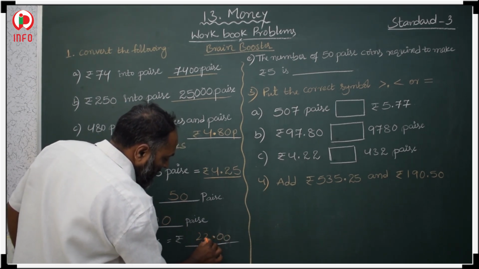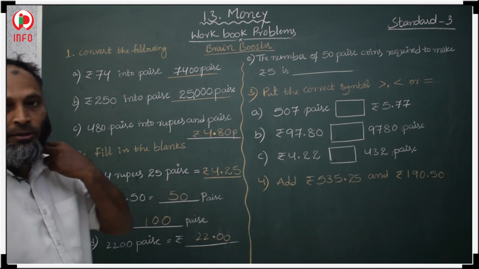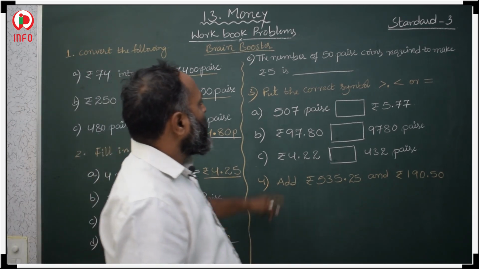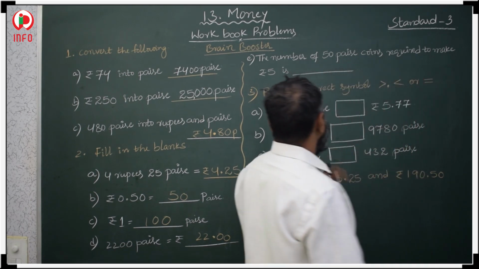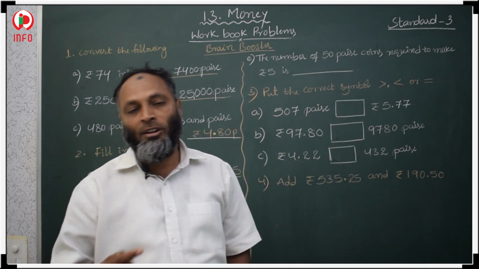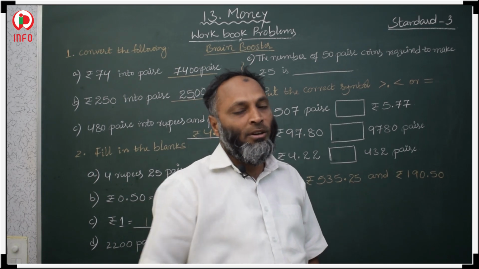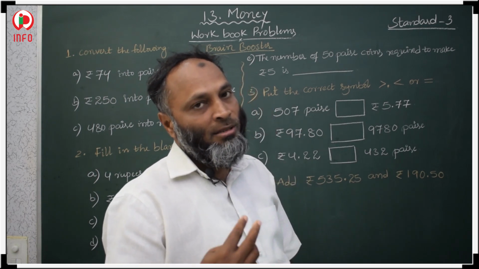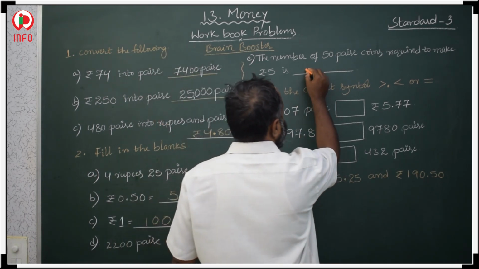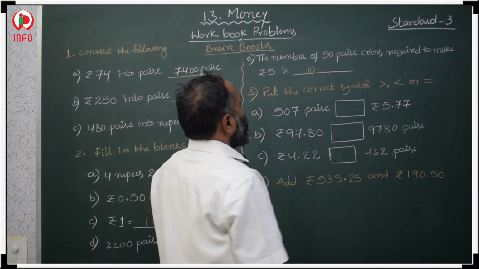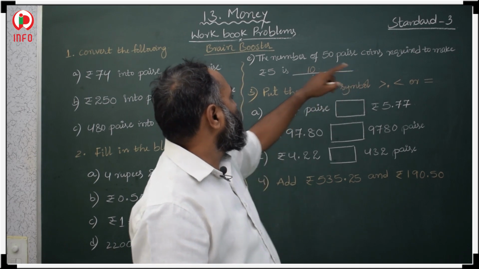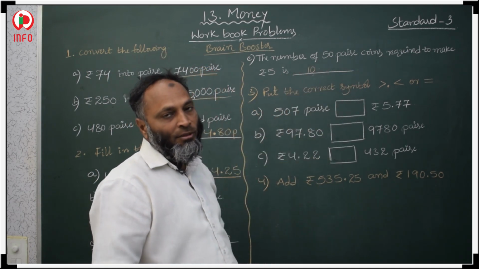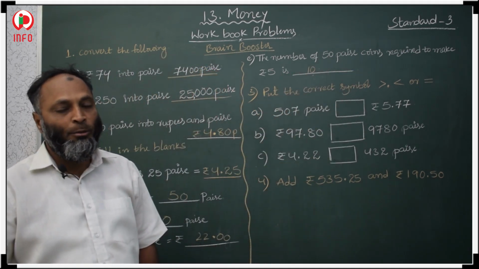Then after that, 22 rupees. Then the number of 50 paisa coins required to make 5 rupees. In 1 rupee we have two 50 paisa coins. So in 5 rupees, 5 twos are 10. So the number of 50 paisa coins required to make 5 rupees is 10. 10 50 paisa coins make 5 rupees.